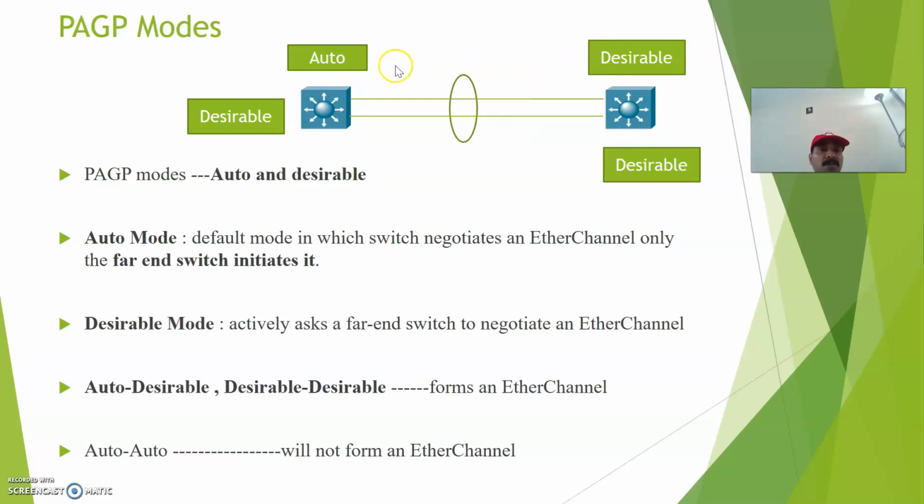So either both of the switches should be in auto desirable or desirable mode to form an EtherChannel. If both are in auto mode, it will not form an EtherChannel because both are in passive behavior, right? So this will wait for the other end switch to negotiate, and the other will wait for this switch to negotiate an EtherChannel. And finally, the EtherChannel will not form because of the passive behavior.